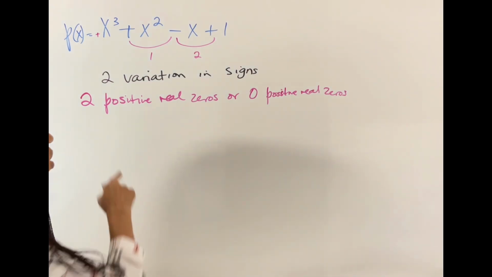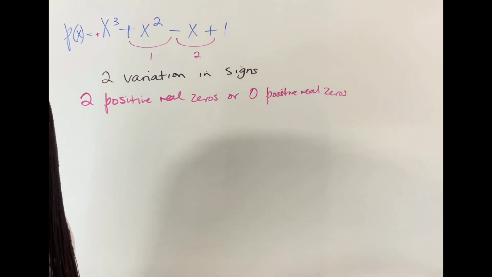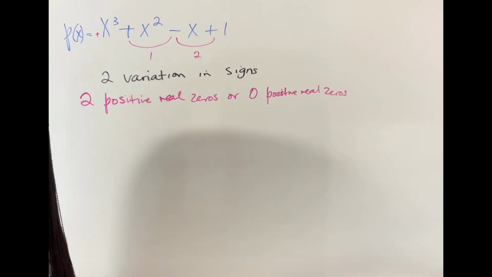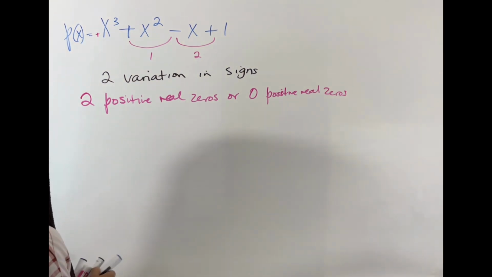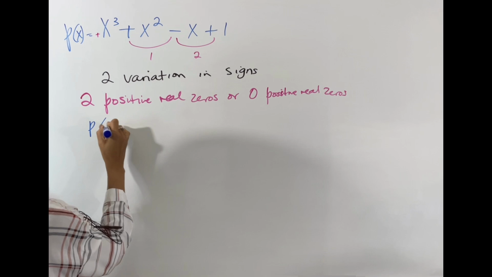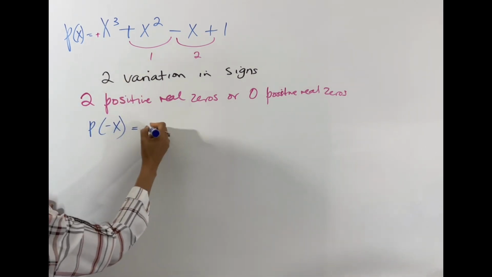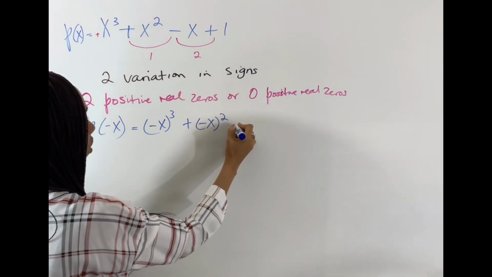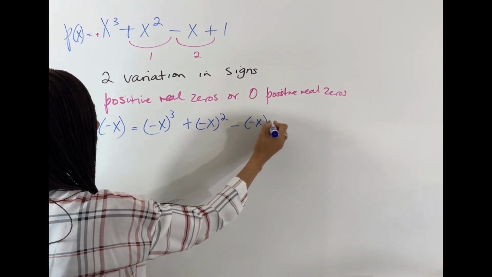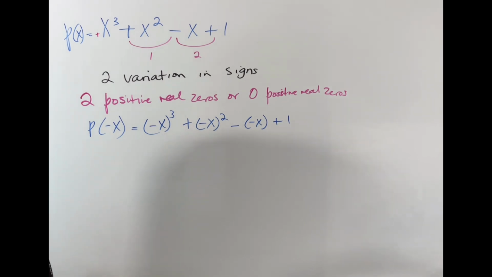So now that we know that we have a possibility of 2 or 0, we need to find out how many negative real zeros we can have from this. And in order to do that, we must find p of negative x. If we substitute negative x wherever we see x, that will help us to determine the number of variations in sign and also the number of negative real zeros.